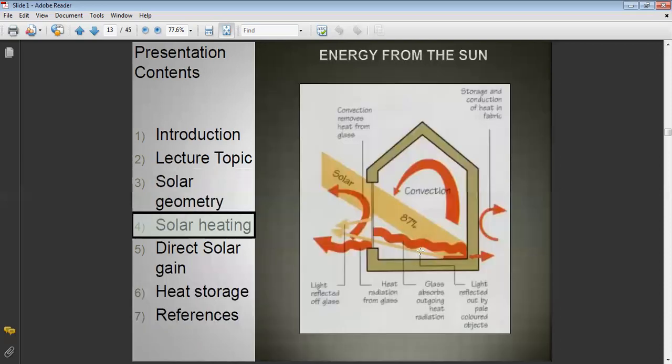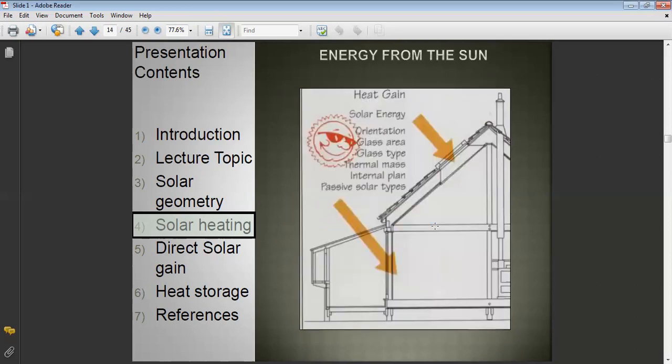So these are the three different ways in which the radiation works. The first one is convection. Heat comes in, and convection removes heat from the glass, where about 87% is let through. Light is reflected off the glass. Then we are going to have some heat radiation from the glass which is given off outside, and the surfaces which trap the heat are going to emit the heat as well because of the temperature differences from the outside to the inside where the heat has been trapped. So 87% coming inside, and a lot of it is going outside as well.